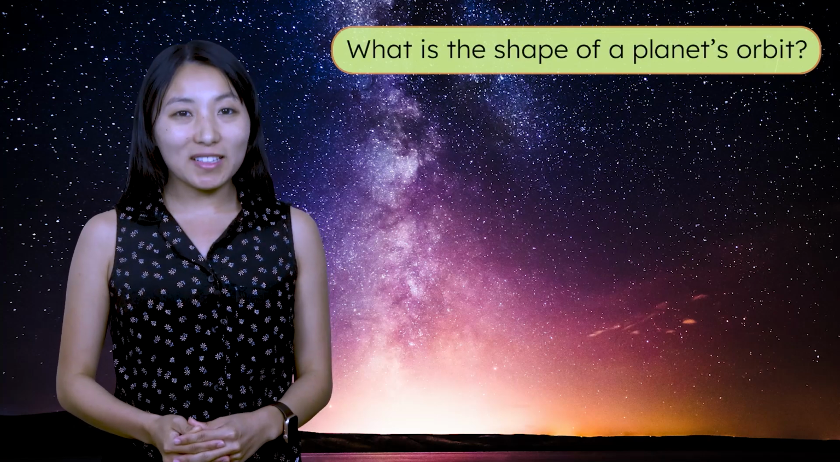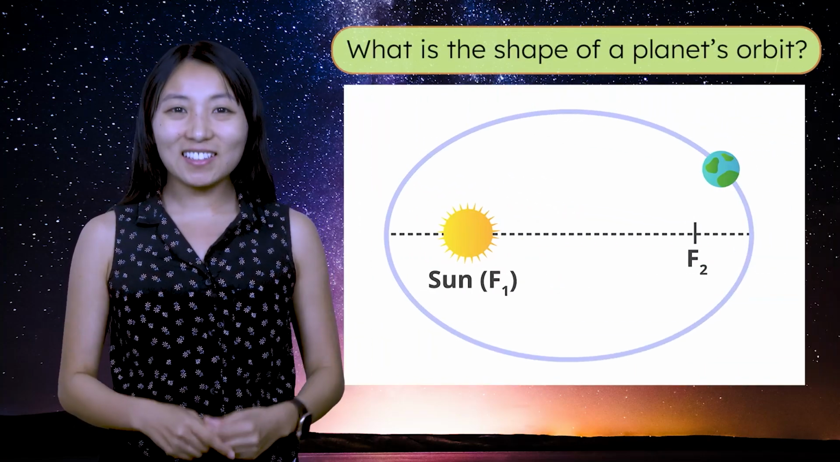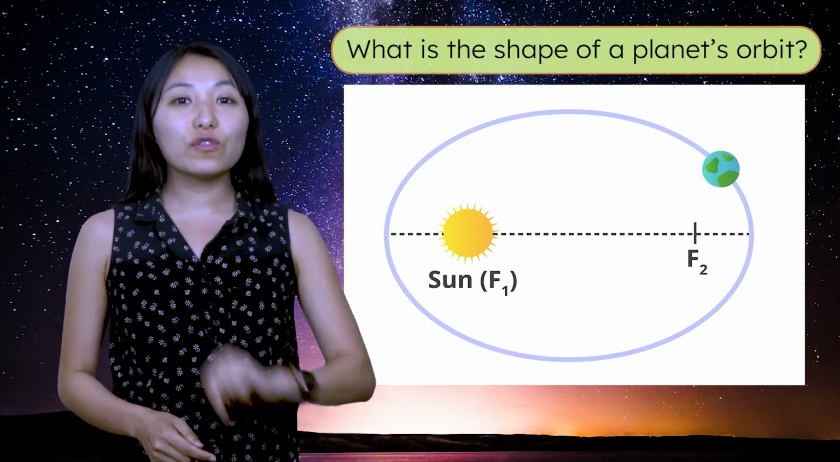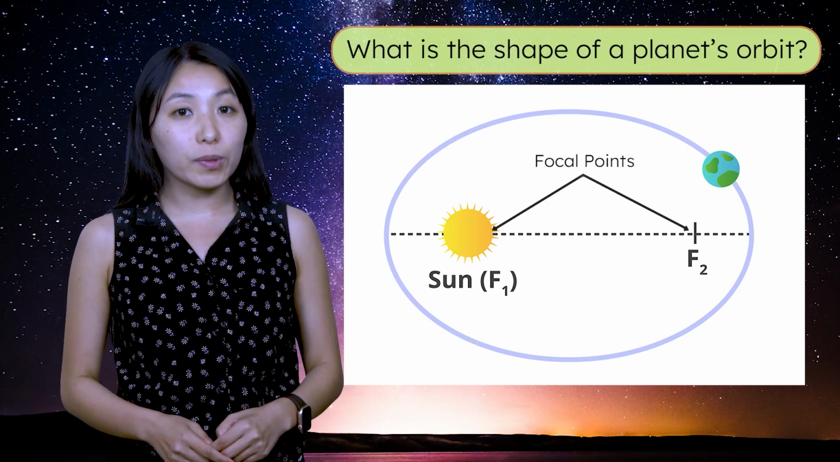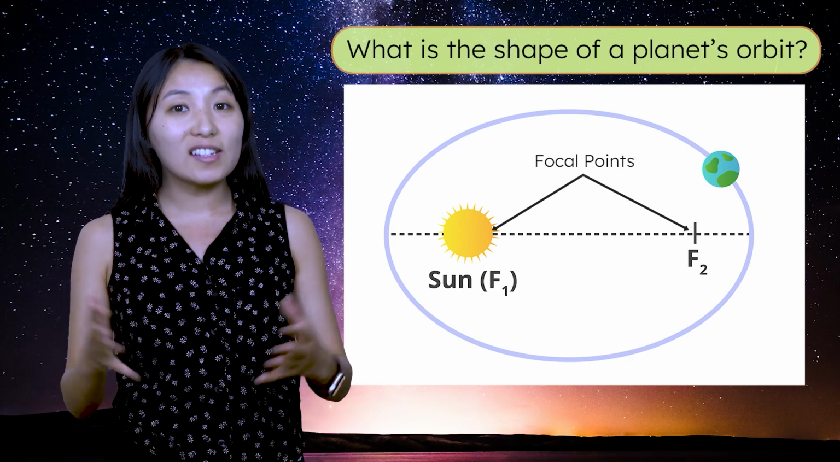Before we start working with the simulation, let's review. What is the shape of a planet's orbit? It's an ellipse. An ellipse has two fixed points inside it called focal points or foci, which define its shape.